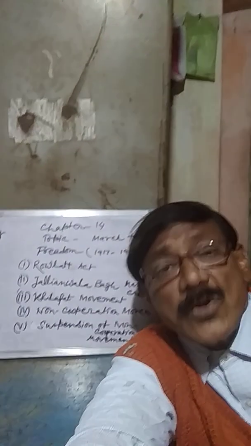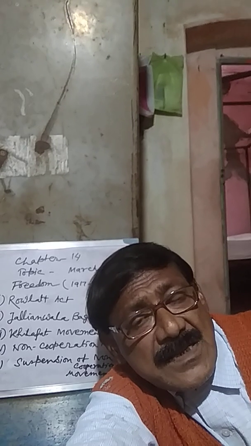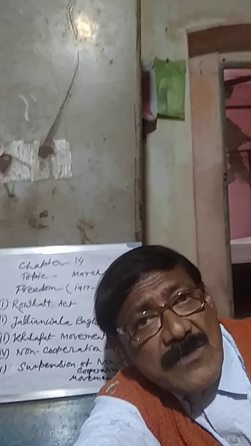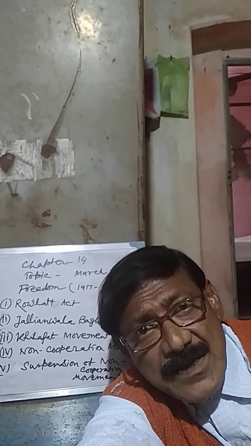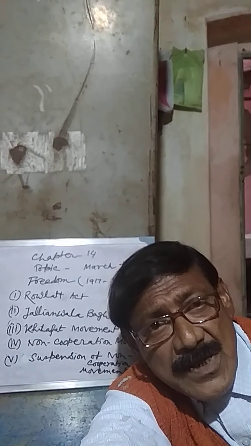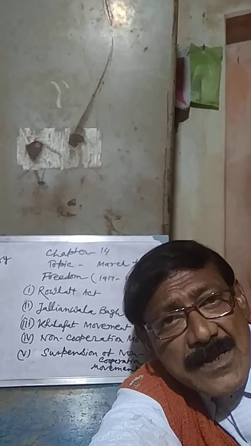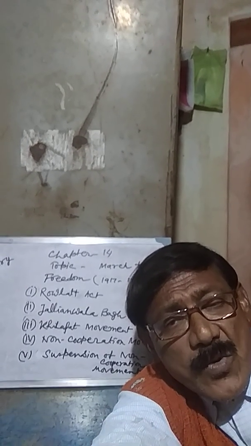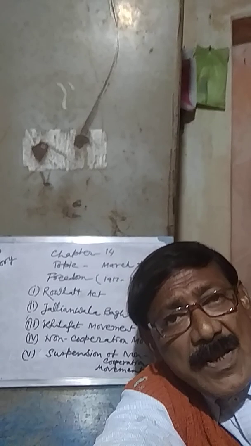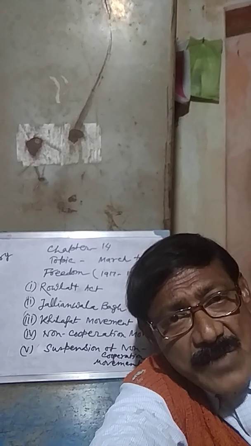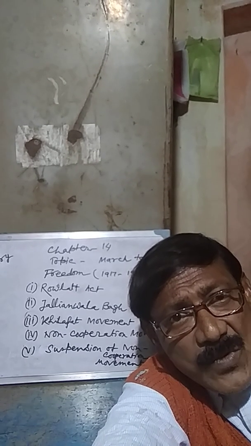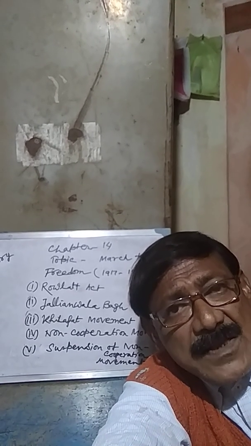And next one, suspension of the non-cooperation movement. Gandhiji decided to withdraw the non-cooperation movement. What was the reason Gandhiji decided to withdraw it? The reason was the Chauri Chaura incident, which took place at Gorakhpur in Uttar Pradesh. Now, what is the Chauri Chaura incident? Chauri Chaura was a place of Gorakhpur in Uttar Pradesh where a violent mob attacked the police station because the police harassed them. So during midnight, a group of violent mob attacked the police station.